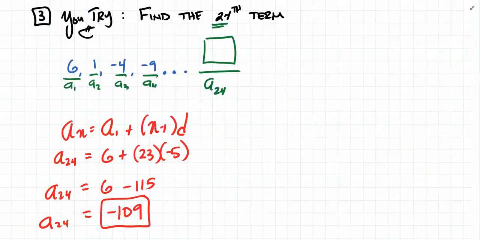Hopefully you got the right answer, but if not, I'm using the formula a sub n equals a sub 1 plus n minus 1 times d. The very first term, I can look here and find that's the number 6. I want 23 differences of negative 5. That's what that says. So I'm going to do 6 plus 23 times negative 5, and you should end up with negative 109.